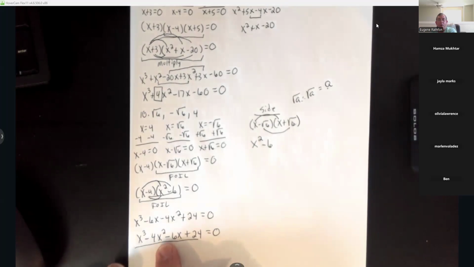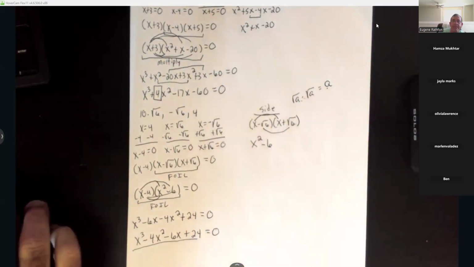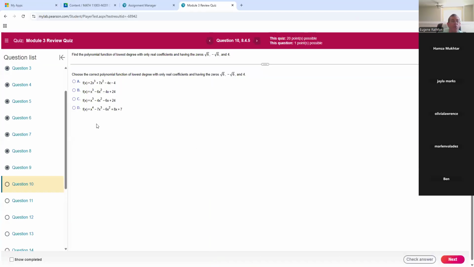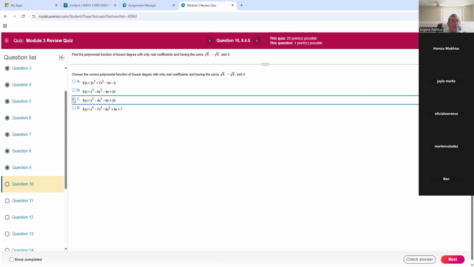So I'm looking for a polynomial on ABCD that looks like that, okay? So let's go back to the math lab. So I had an x cubed minus 4x squared. So it's got to be C. And then there's my minus 6x plus my 24. So when you fold that out, you got to get one of them four answers, okay?